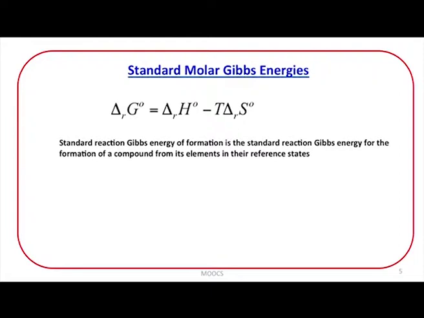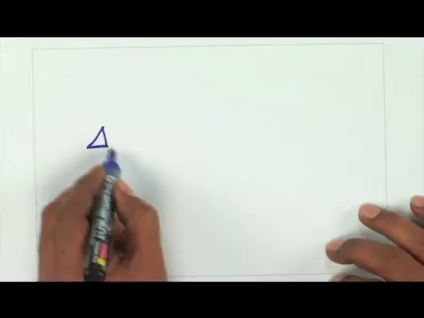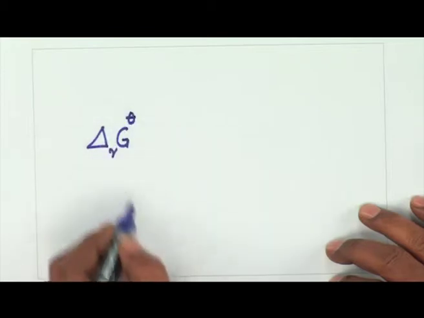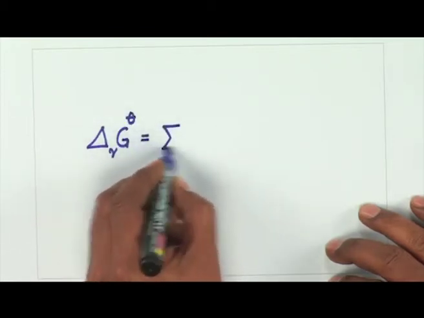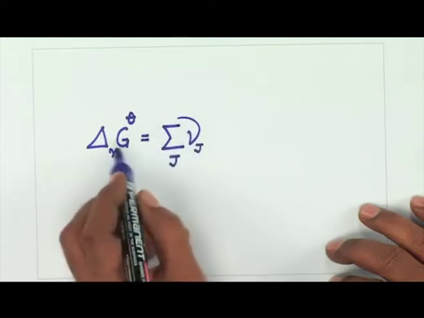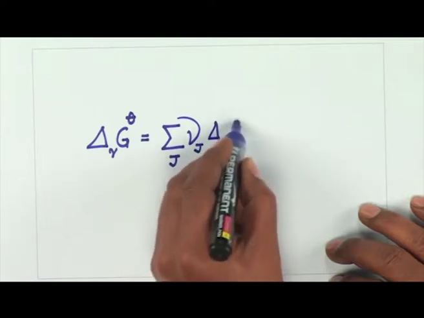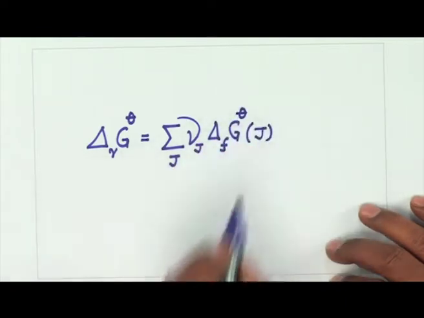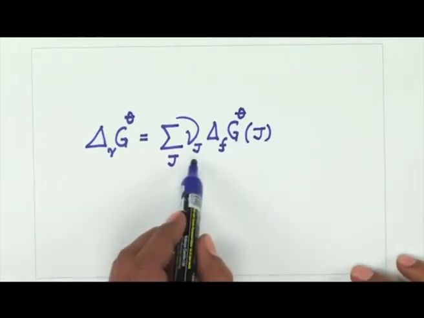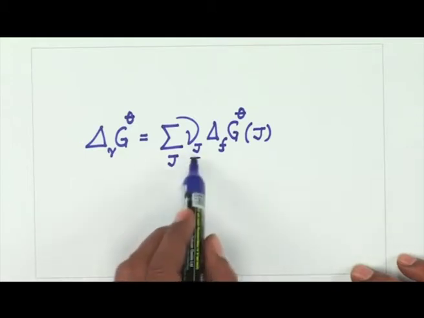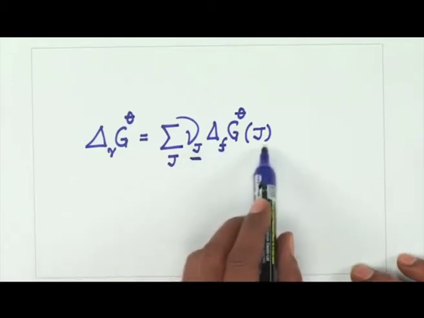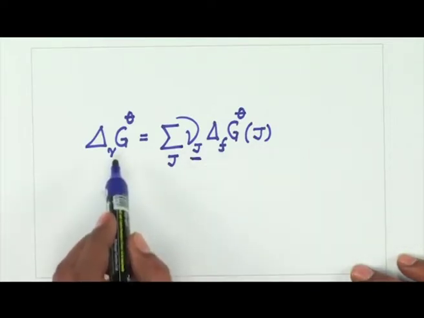But let us first of all look at the definition of standard reaction Gibbs free energies of formation. The standard reaction Gibbs free energy of a reaction can be calculated from this expression: sum over J of nu J delta formation G naught of species J. Once again, here this stoichiometric number is positive for products and negative for reactants. So, if we know the information on free energies of formation, we can calculate the free energy of reaction.